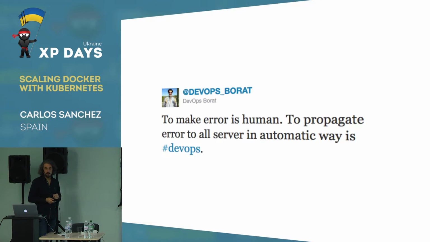And that takes me to a great DevOps Borat quote, which is, to make errors human, to propagate error to all servers in automatic way, that's what DevOps is, right? You create a replication controller of 100, you make some mistake, and then suddenly it's like everywhere. I've done this before several times, actually.